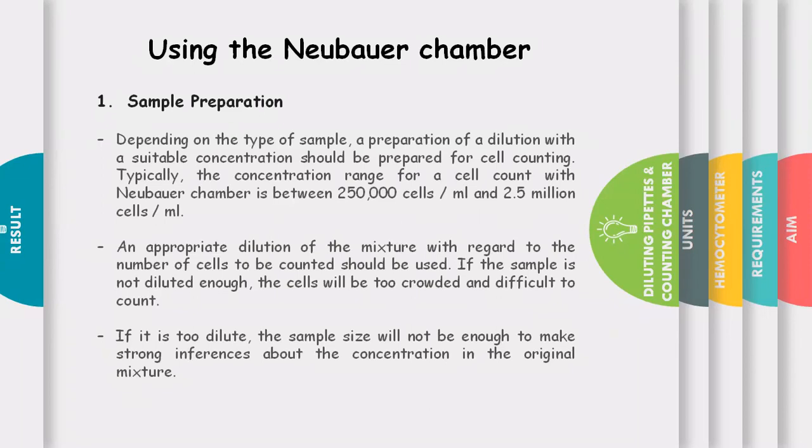If the sample is not diluted enough, the cells will be too crowded and difficult to count. If it is too dilute, the sample size will not be enough to make strong inferences about the concentration in the original mixture.